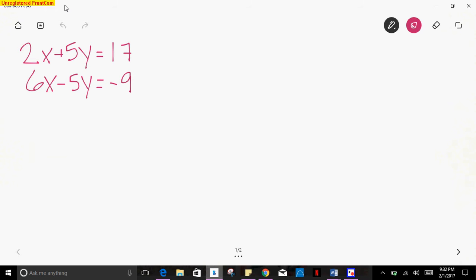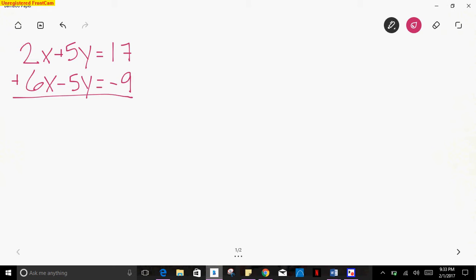The first method we're going to focus on is called elimination. The whole point of elimination is to eliminate one of your variables right away. In order to eliminate a variable right away, all you have to do is add your equations vertically. So for this example, 2x plus 5y equals 17 and 6x minus 5y equals negative 9, we're going to start adding the two equations vertically, so combining all of our like terms.